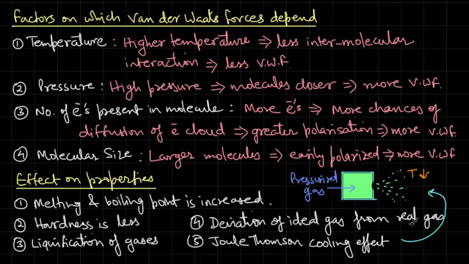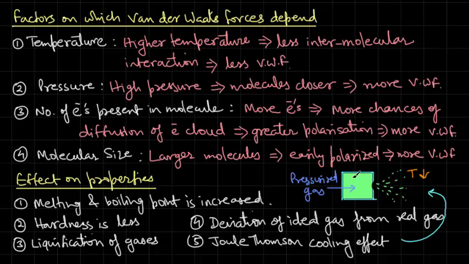Deviation of ideal gas from real gas. In an ideal gas, we assume that there are no intermolecular interactions, but in reality there are, and those are van der Waals forces. That is the reason for the deviation of ideal gas. We'll study this more in the next chapter.